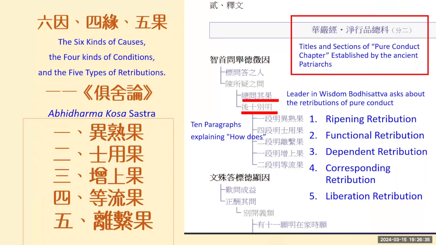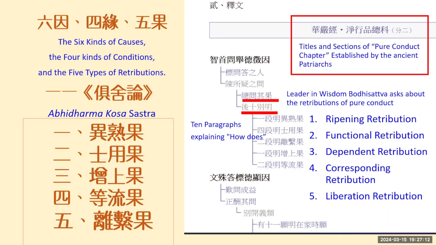The Pure Conduct chapter first lists the rewards and then explains their causes. In this chapter, Leader in Wisdom Bodhisattva asks about the rewards of pure conduct, which are encapsulated in 10 paragraphs of questions beginning with "how does." They encompass 5 kinds of retribution: ripening retribution, functional retribution, dependent retribution, corresponding retribution, and liberal retribution.